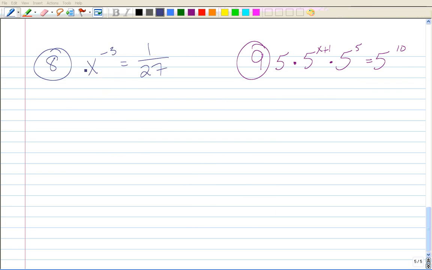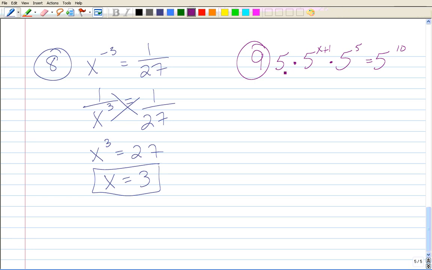Okay, let's solve for x here. We have x to the negative 3 equals 1 over 27. I don't like this negative exponent, so to make it positive, I'm going to make this 1 over x to the positive 3. At this point, you can either cross multiply and set it equal, or you consider that these two sides must be equal. So if 1 is equal to 1, then x cubed must be equal to 27. Or you can consider just cross multiplying: 1 times 27 equals 1 times x cubed. Either way, I'll take the cube root of both sides, so I'll get x equals 3.